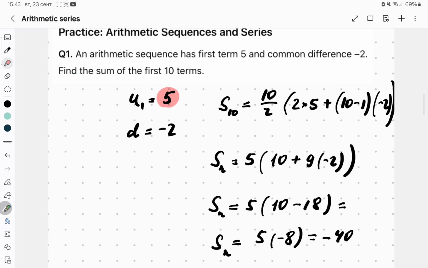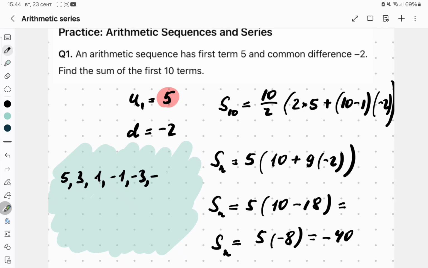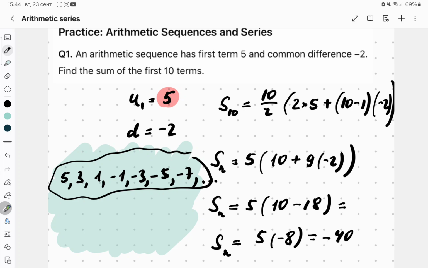It actually makes sense, because if we want to expand our sequence to see how the terms look inside the sequence, we will see the next picture. So we have 5 as the first term, then 3, then 1, minus 1, minus 3, minus 5, minus 7, and so on. If we add up all the terms, we will have negative 40 as the sum of the 10 terms.